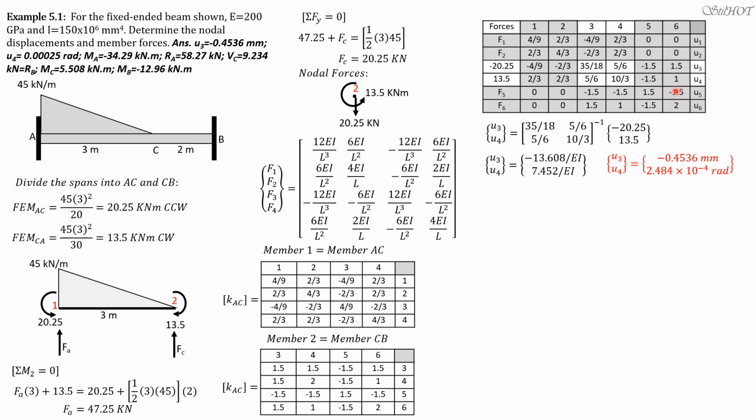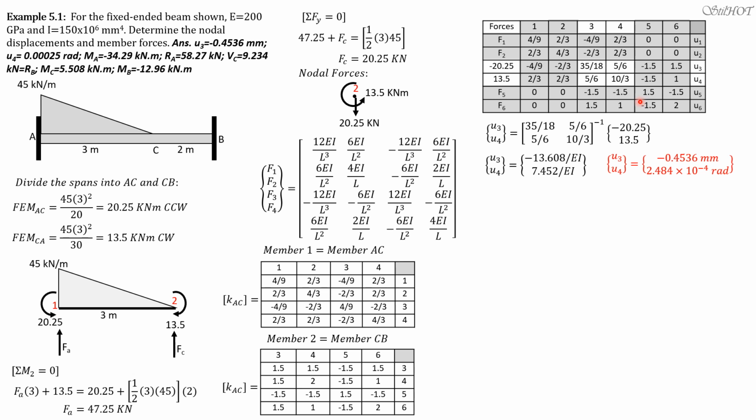Then this is, sorry, row 5, column 6. Row 5, column 6 is negative 1.5. That's why row 6, column 5 is also negative 1.5. Finally, 6,6 is 2. Sorry, it's 2 there.